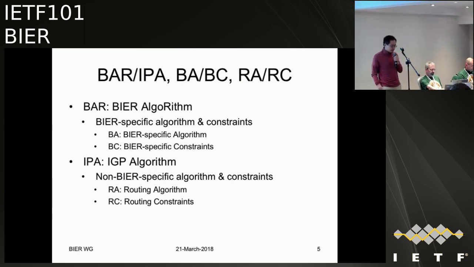And then when it comes to the BAR and IPA fields, the BAR is the BIER algorithm, and IPA is the IGP algorithm. So both can be interpreted as two components. One is the algorithm, the other one is the constraint. So we have BA, the BIER-specific algorithm, and BC, the BIER-specific constraints. And correspondingly, we have the routing algorithm and routing constraints. So the BAR is basically BA plus BC. IPA is basically RA plus RC. Next slide.